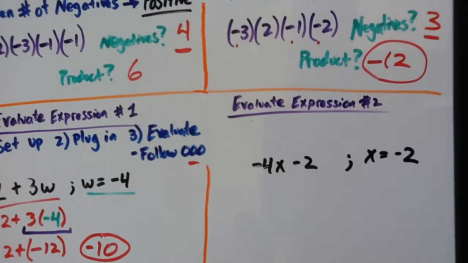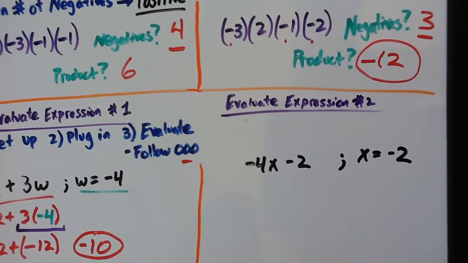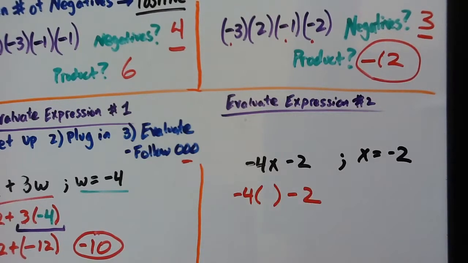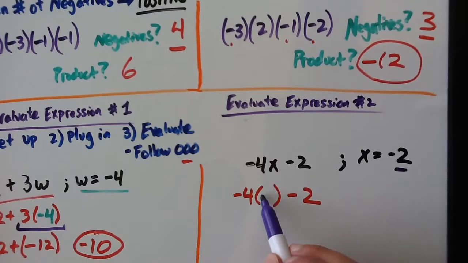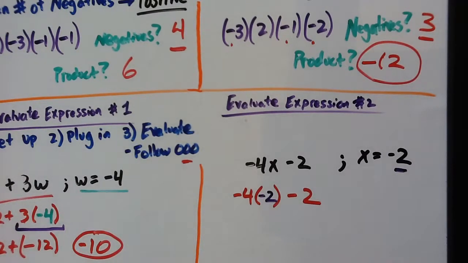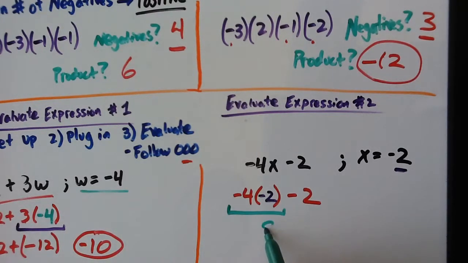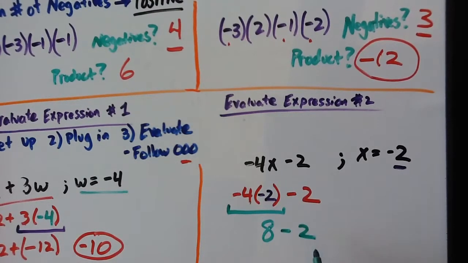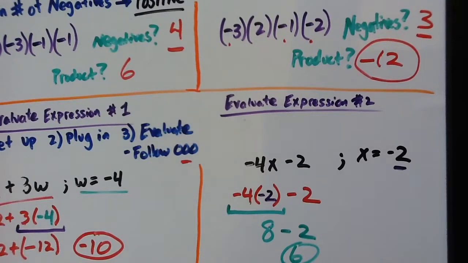Number 2, we have negative 4x minus 2, and x is equal to negative 2. So first, let's set it up. Copy the expression, and wherever you see a variable, in this case x, I'm going to put parentheses. So that's step 1, set it up. Step 2, plug in. The variable is equal to negative 2, so I'm going to plug that inside the parentheses. Finally, I'm going to evaluate by following order of operations. I have to multiply first. So negative 4 times negative 2, they have the same sign, and if they have the same signs, my product will be positive. Positive 8 because 4 times 2 is 8. I still need to subtract 2. 8 minus 2 I know is 6.